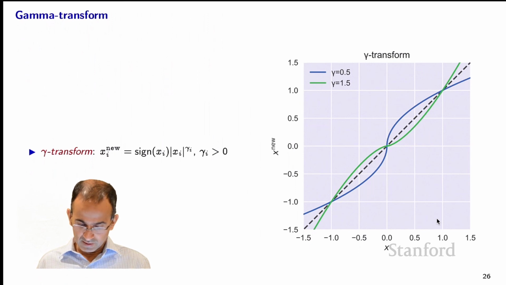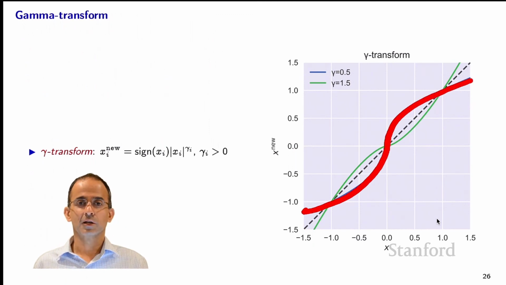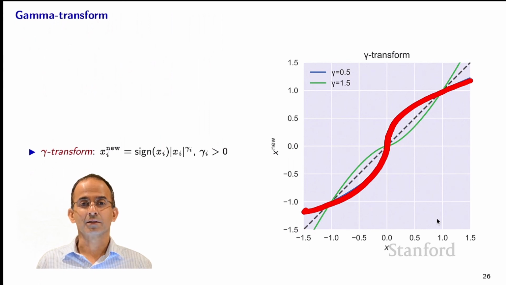If gamma is a half, for example, it produces a curve that looks like that. That's a case where we might believe, for example, that a feature has diminishing importance as its magnitude grows. And so we might replace x by the absolute value of x to the power of a half.